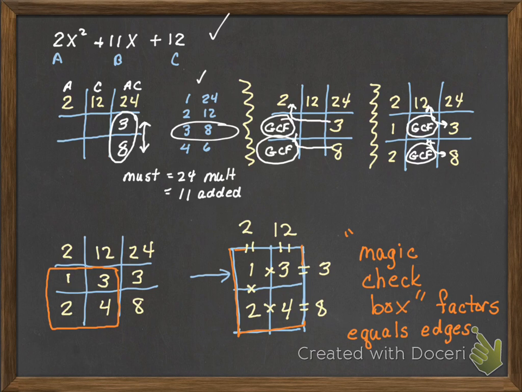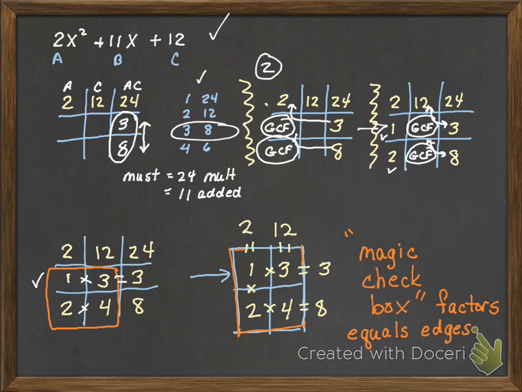Okay? Then over here, next part will be greatest common factor between 2 and 3. The greatest common factor between 2 and 3 is 1. The greatest common factor between 2 and 8 is 2. And I put those GCFs here. Now you can skip the GCF if you want to. This just becomes a magic square.